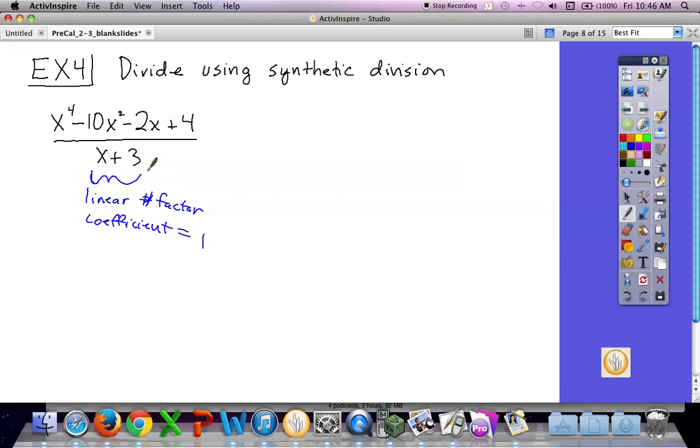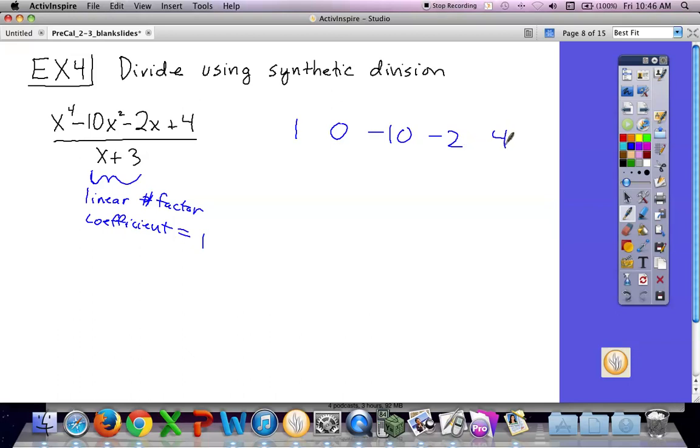Okay. So let's set up our problem. What are the coefficients I should write down? 1, 0, because there's no x to the third, right? Good catch by Trevor, right? 1, 0, negative 10, negative 2, and 4.